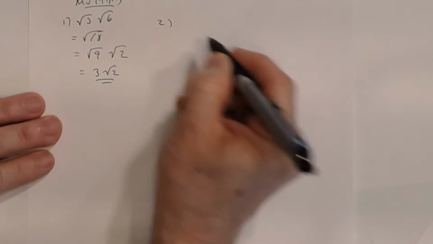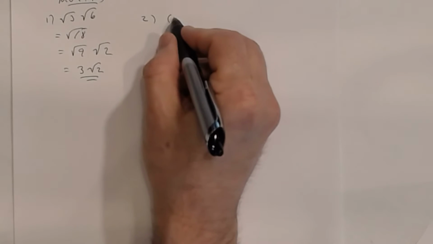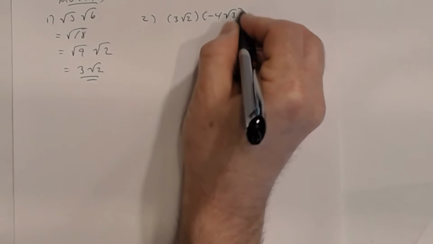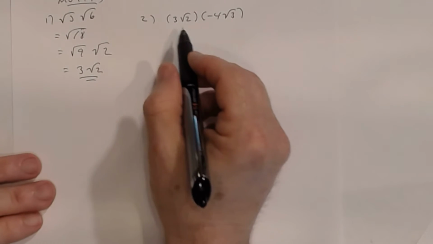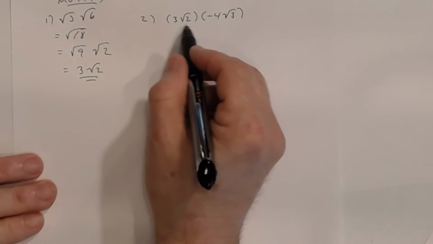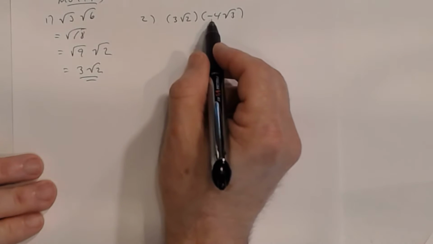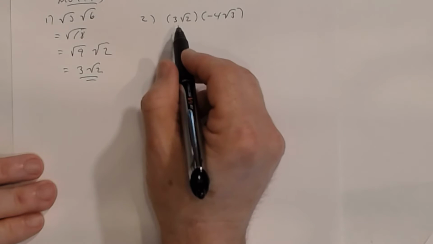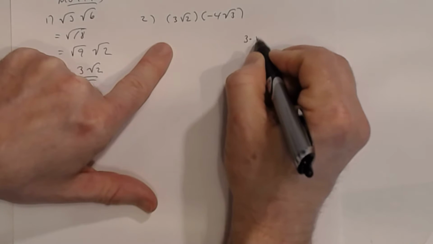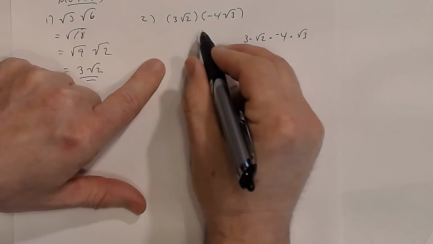All right, let's get to number 2. So number 2, you have this now. You have 3 square root of 2 times negative 4 square root of 3. All right, so it's that same idea as this, except this time notice that in parentheses, that's a 3 here, and that's the square root of 2. And over here, you have this negative 4 times the square root of 3. So it's kind of like saying I have 3 times the square root of 2 times a negative 4 times the square root of 3. That's what this is saying.